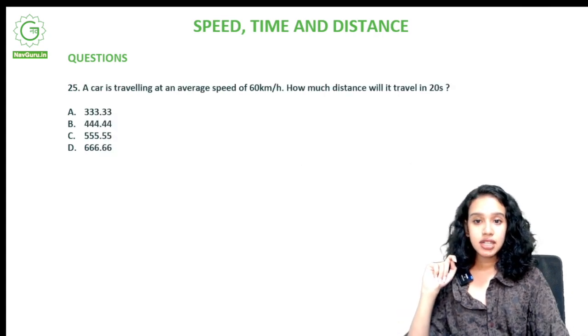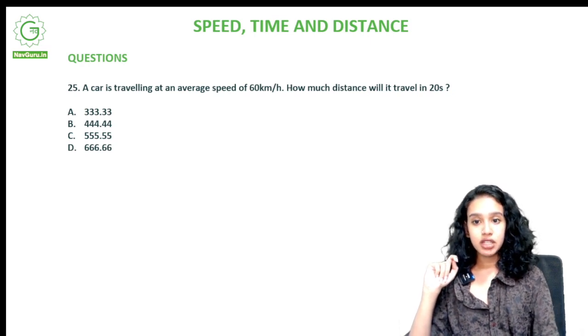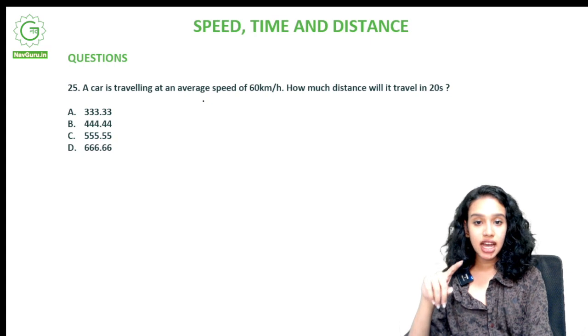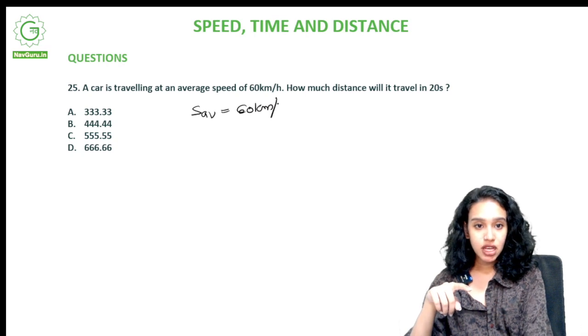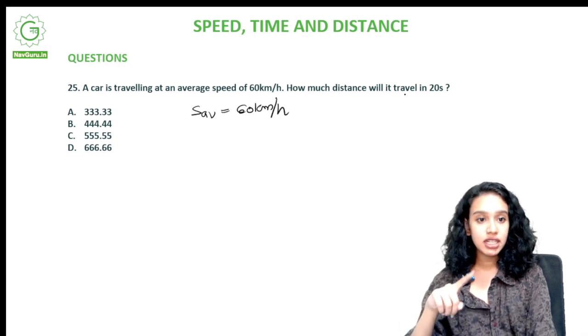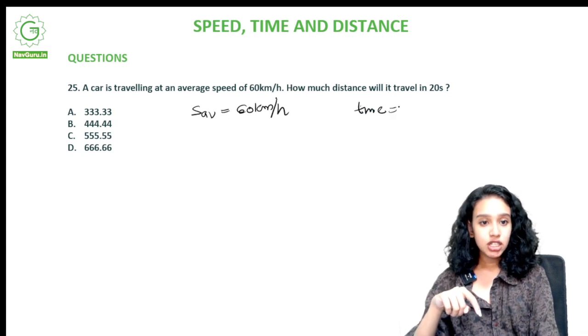Now, a car is traveling at an average speed of 60 km per hour. How much distance will it travel in 20 seconds? So average speed is equal to 60 km per hour, and we have time to be 20 seconds.